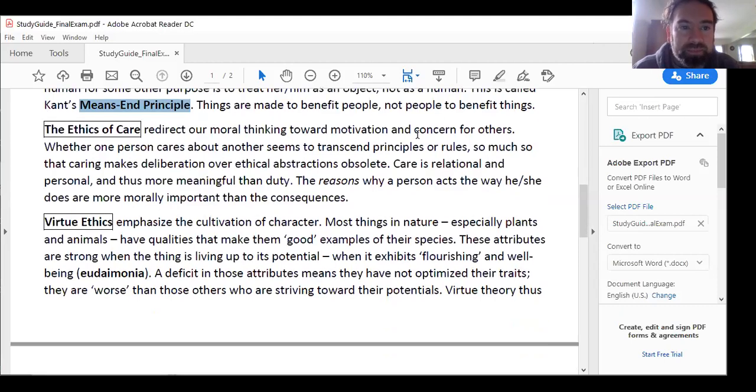Just moving forward, there is also a chapter we dealt with that has to do with the ethics of care. This is certainly moving us more in a direction away from principles and from rules and more towards, for lack of a better expression, the heart, right? So thinking about our desires and our motivations, and thinking about whether we care about people.